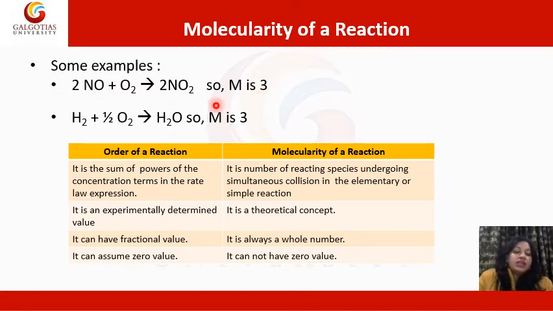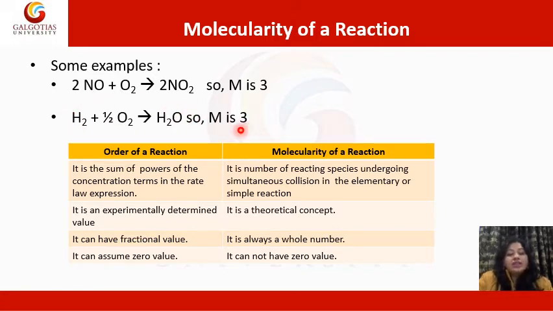In another example, H2 plus half O2 gives H2O. When we multiply the whole reaction by 2, then the stoichiometry of hydrogen is 2 and oxygen is 1. So 2 plus 1 is equal to 3. So the molecularity of this reaction is 3.